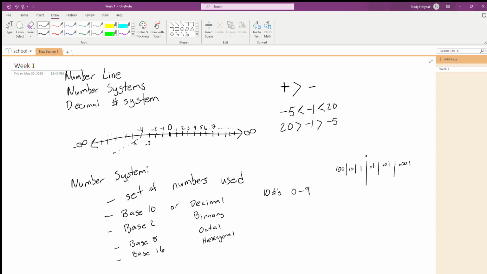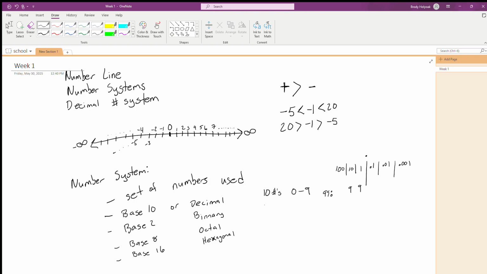If we wanted to represent the number 99, we would put 9 in the tens column and 9 in the ones column. Kind of self-explanatory, hopefully, when we see that. This is the numbering system that we are used to all day, every day.